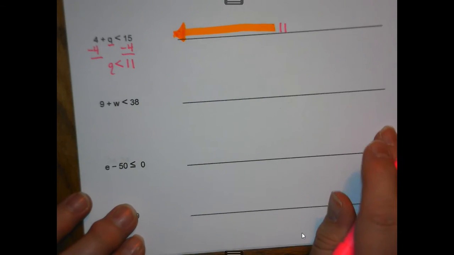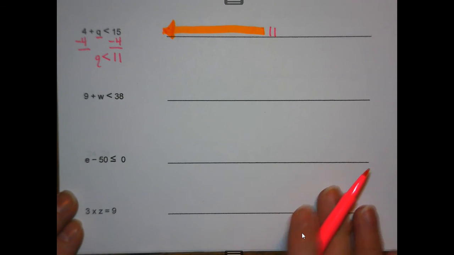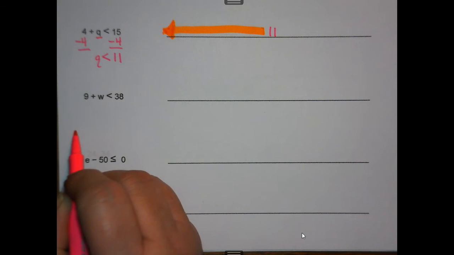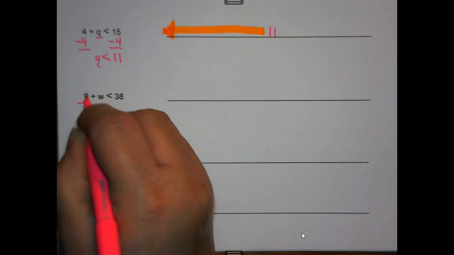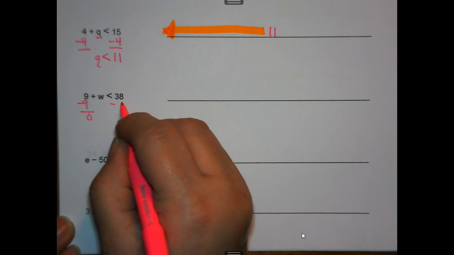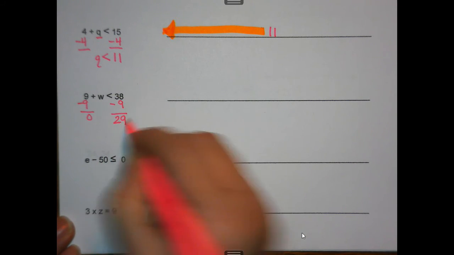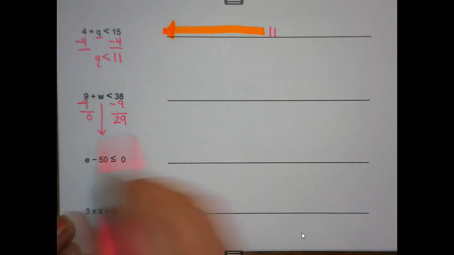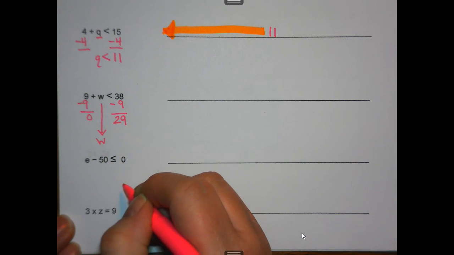The next problem that we're going to take a look at is this one here, and it is another problem where we have the variable that we need to get all by itself. This is a positive 9, so I'm going to subtract 9 because 9 subtract 9 gives me 0. And 38 subtract 9 gives me 29. So if I bring this all the way down, up here I did it real neat and tidy. This one I'm going to have to stretch it out a little bit. Bring the W all the way down.